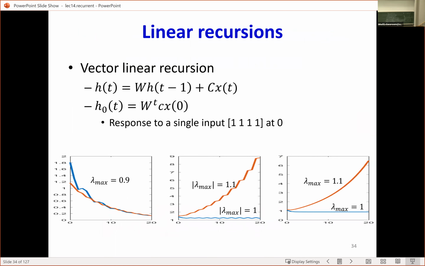We have a single input, which is just a vector of 1s at time 0. And you can see that on the left-hand side, the largest eigenvalue is 0.9. And you can see the length of the hidden response just goes to 0 very quickly. In one case, the largest eigenvalue is 1. In the other case, it's greater than 1. You can see when it's greater than 1, it just blows up. When it's 1, it sort of oscillates. Why is it oscillating? Can anybody tell me?